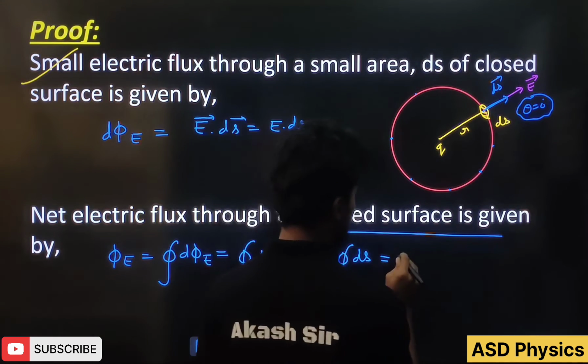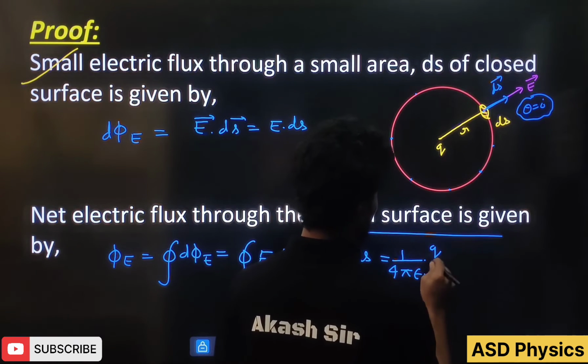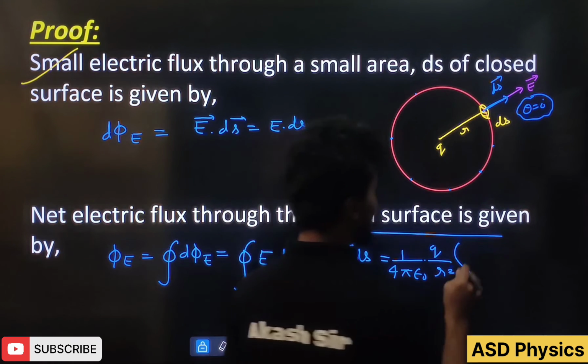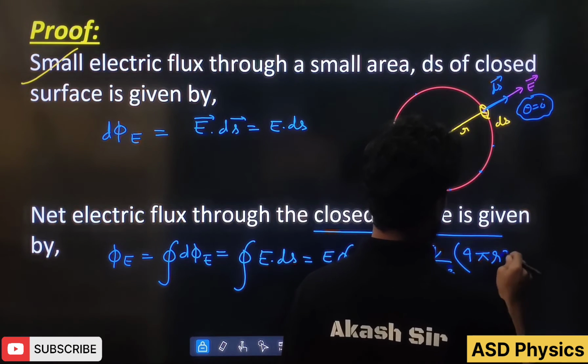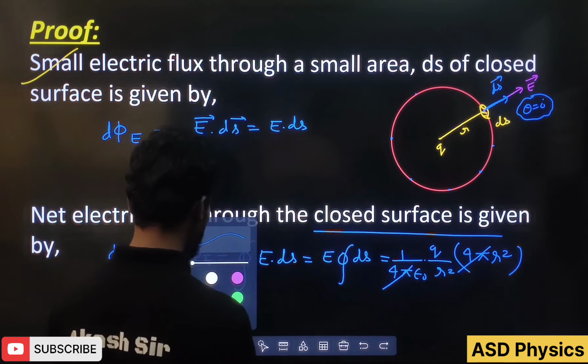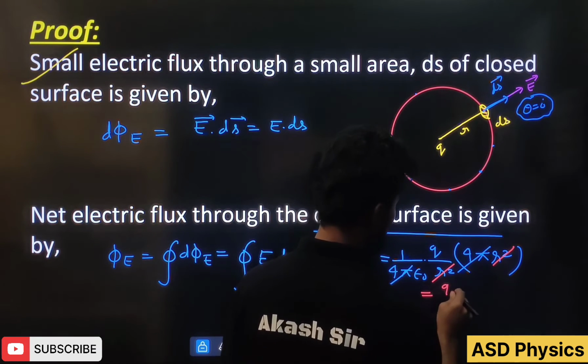Electric field value due to the point charge, we know very well the formula: 1 by 4 pi epsilon naught into q by r square. And if we take the overall surface, the area, students, will come 4 pi r square. So what will happen? This 4 pi cancels, and you can see this r square and r square are also cancelled. That means what will come here?